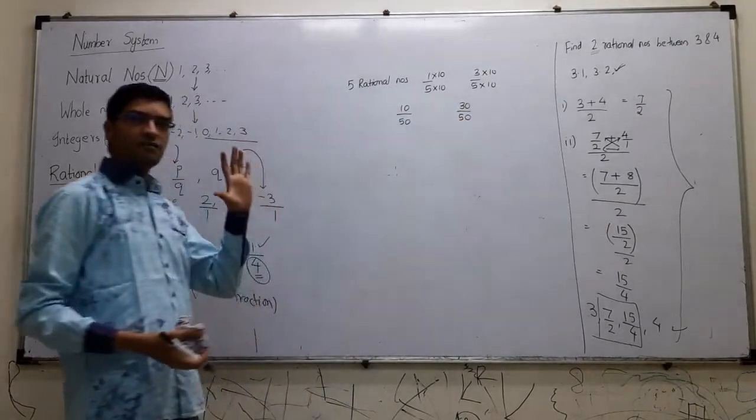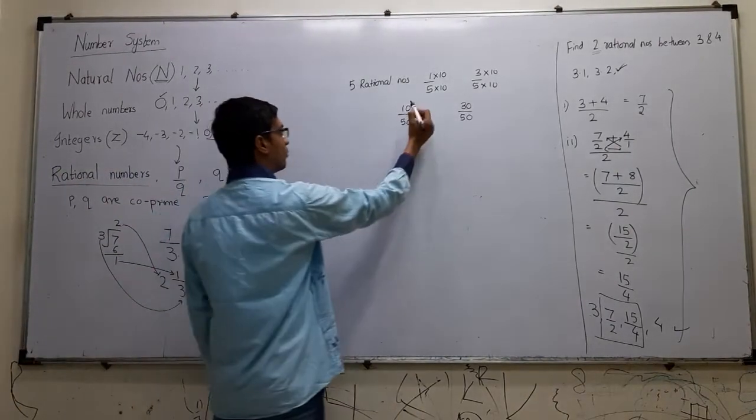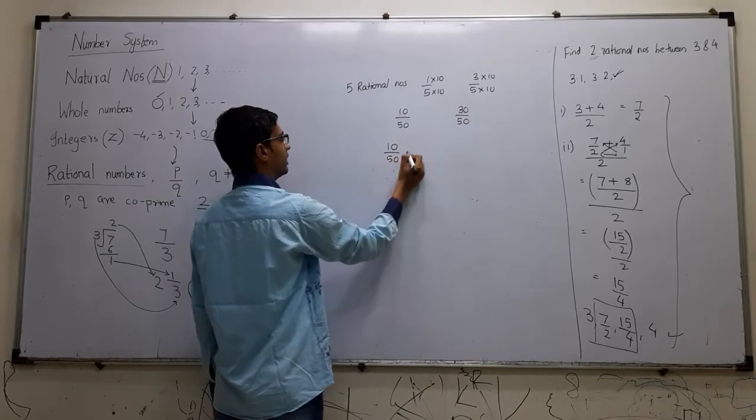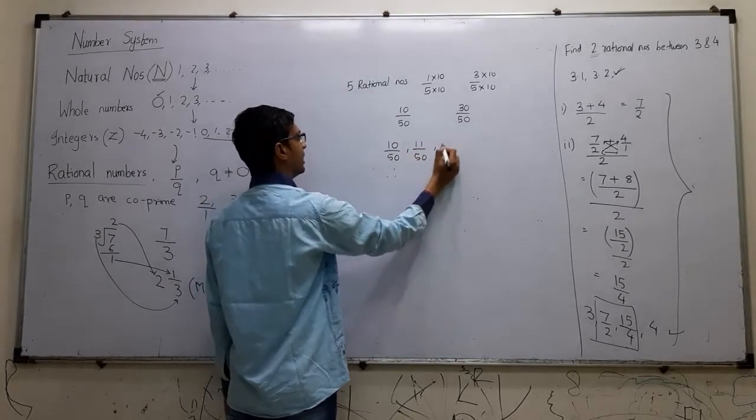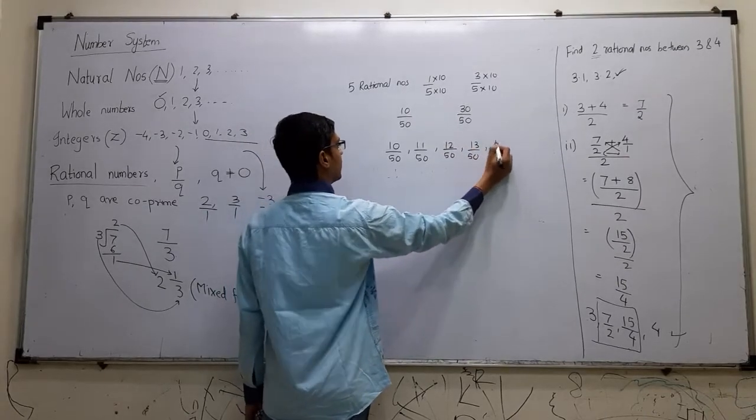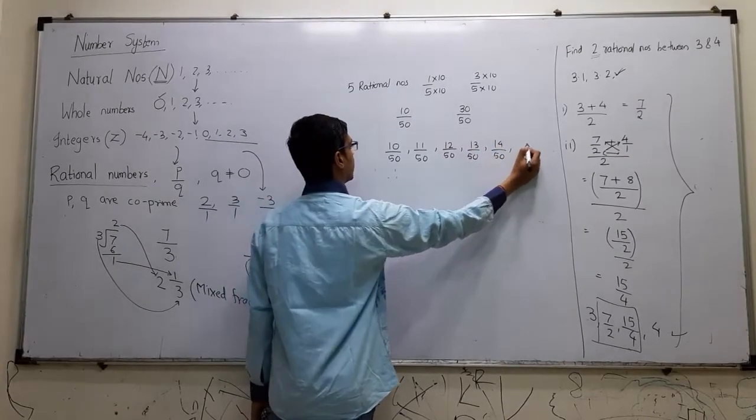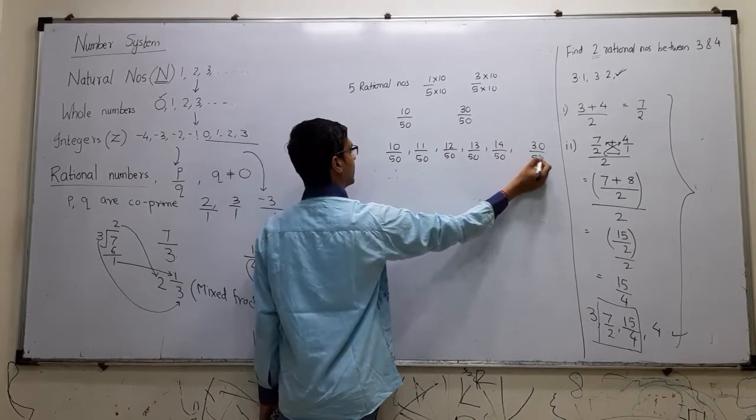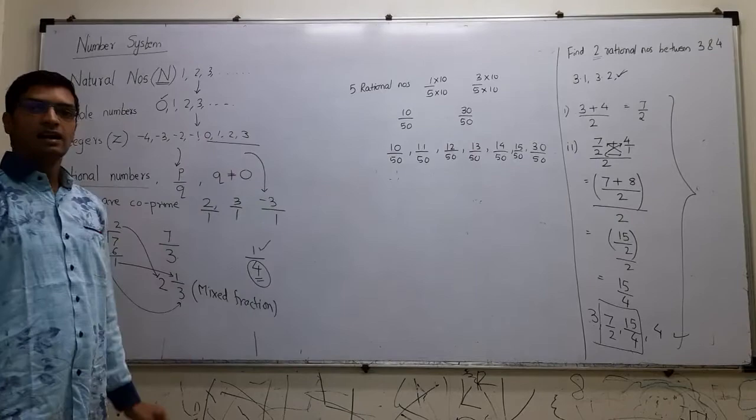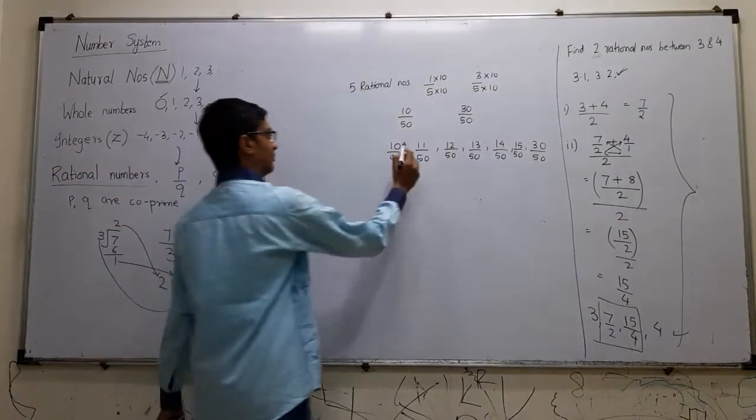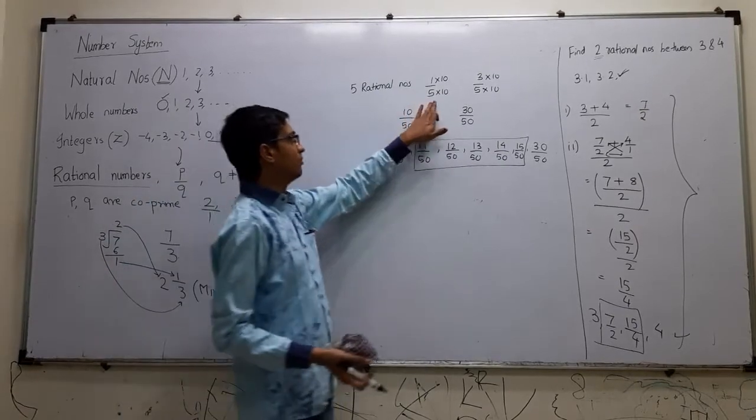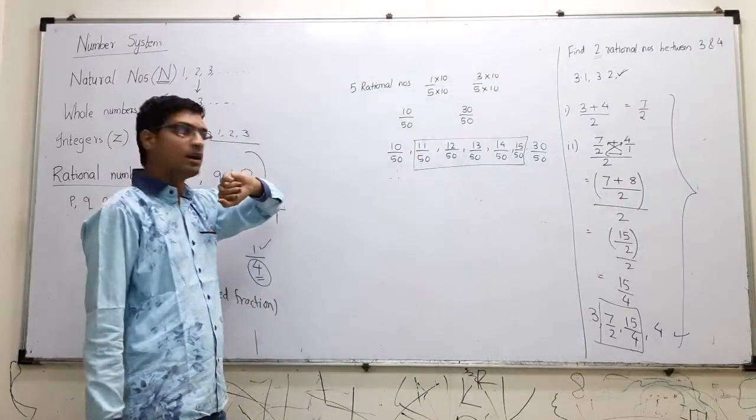So I want to write 5 rational numbers. So what will I do? I will go on increasing the integers in the numerator. So I can write 10 by 50, 11 by 50, 12 by 50, 13 by 50, 14 by 50, and so on. So these are my 5 rational numbers. This was one way: I'm multiplying by some number so that the denominator becomes a multiple of 10.